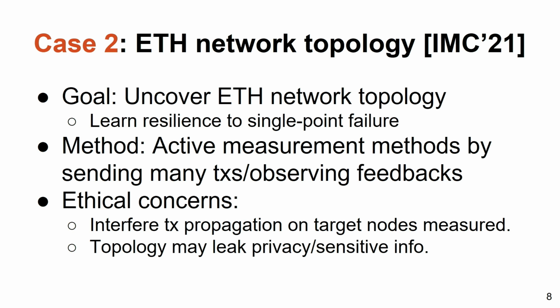In another case, the target is the ETH network topology. The team wants to uncover the ETH network topology to learn its resilience to single-point failure. The active measurement method is sending many invalid transactions and observing feedback. However, these invalid transactions may interfere with transaction propagation on the measured target nodes, and the topology may leak privacy and sensitive information.